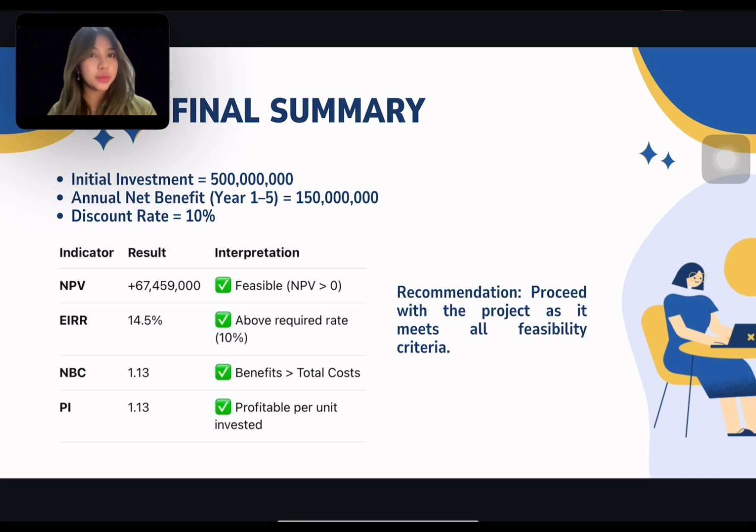So now it's the final summary. The initial investment is 500 million. The annual net benefit for year 1 to 5 is 150 million. The discount rate is 10%. So all the indicators show that the project is financially feasible. For the NPV, the EIRR, the NBC, and the PI, it's positive. So it means that the project adds value, generates return above the required rate, and is efficient in resource use. The recommendation is to proceed with the project as it meets all the feasibility criteria.